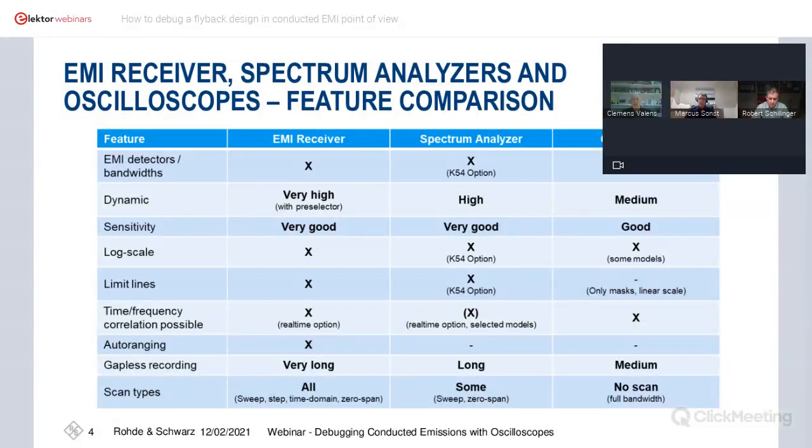On the other hand, the oscilloscope is very good at being fast. Especially the time-frequency correlation is easily possible with an oscilloscope. It's also possible with the other classes, but it's always an additional option, and you are coming from a different perspective. And we actually suggest that for EMI debugging, the oscilloscope is the right choice.